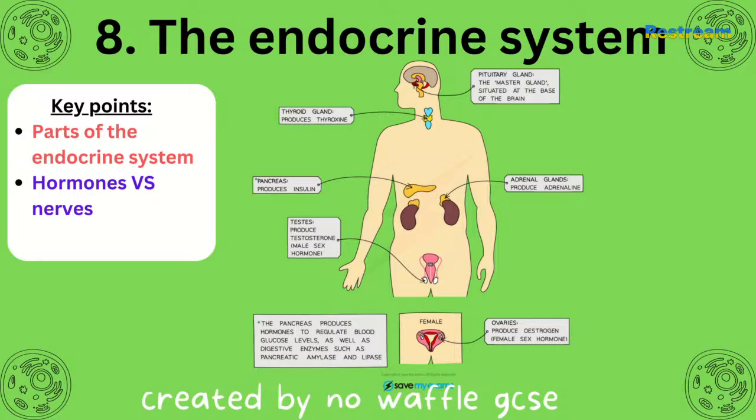Then you see the pancreas. The pancreas produces insulin, just one hormone, and that is used for the blood glucose levels. You see the adrenal gland, which is found at the top of the kidney, and this produces adrenaline, the fight or flight response. You've got the ovaries in the female or the testes in the male. The ovaries in the female produce estrogen, which is needed for the menstrual cycle, and the testes in the male produce testosterone, which causes the production of sperm. Finally, the pancreas. Oh, we've talked about the pancreas.